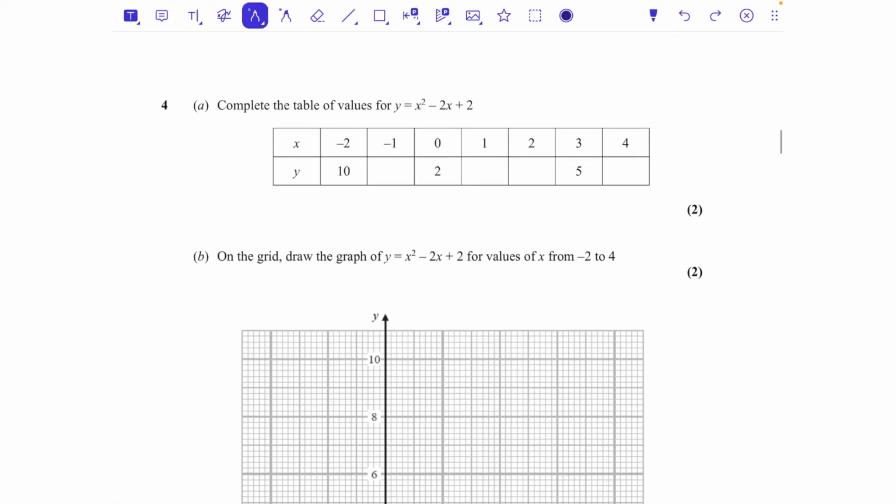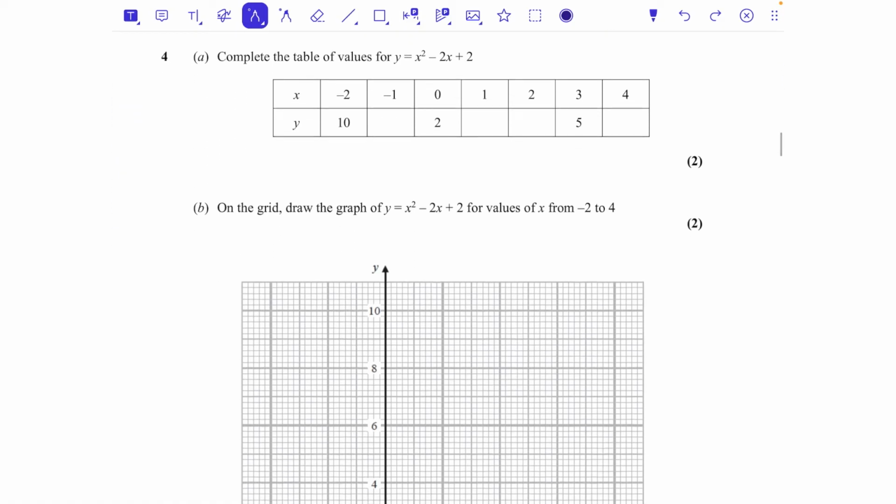Okay, question number 4. Complete the table of values for y equals x squared minus 2x add 2. Now you do have a calculator for this paper, so you can just type this in your calculator. I'm going to do it both ways.